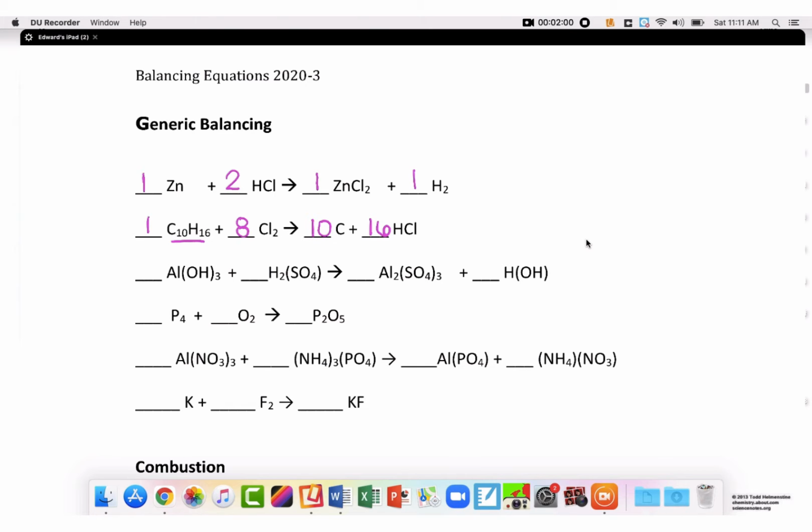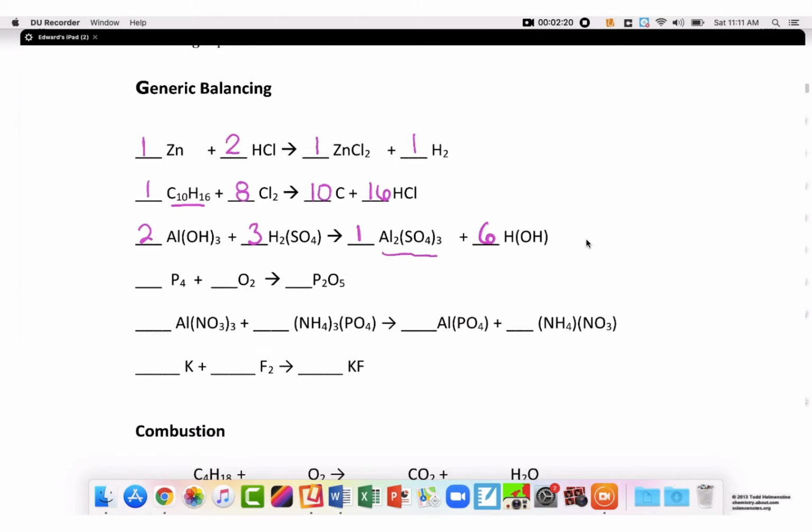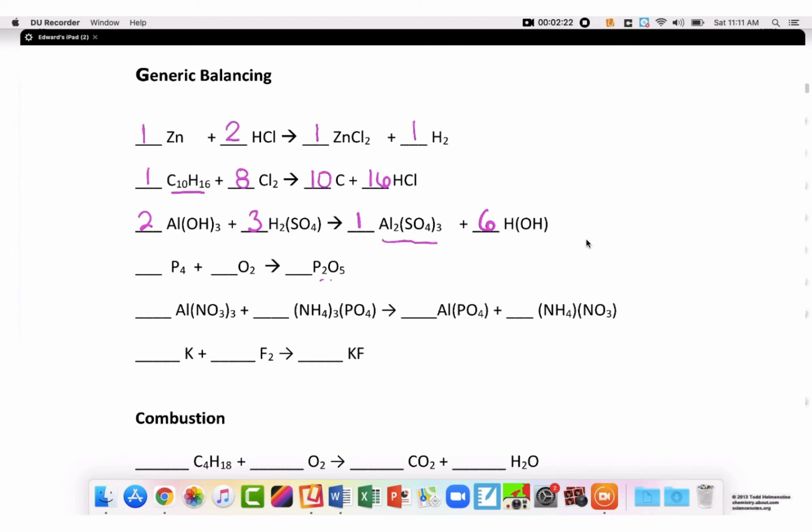Next problem. Probably the best one to start with is right here. It has the most subscripts. We have 2 Al's, 2 Al's. That gives me 6 OH's, 6 OH's. That gives me 6 H's. 3 times 2 is 6 H's, 3 SO4's, and I'm back where I started. Let's probably start with this thing. We have 4 P's. 2 times 2 is 4 P's. We have 10 O's. 5 times 2 is 10 O's.